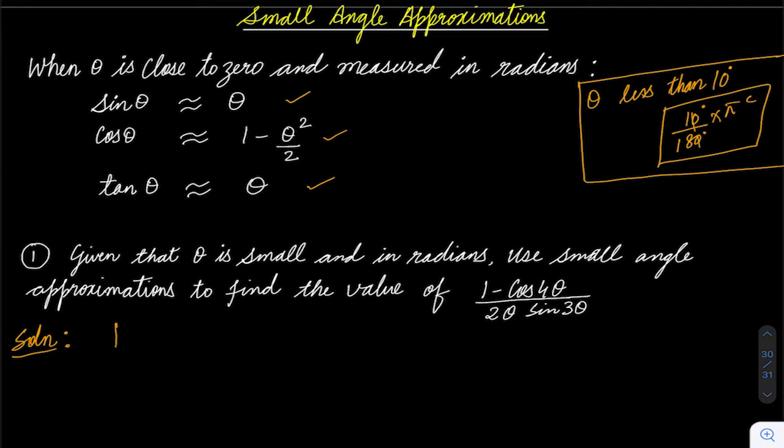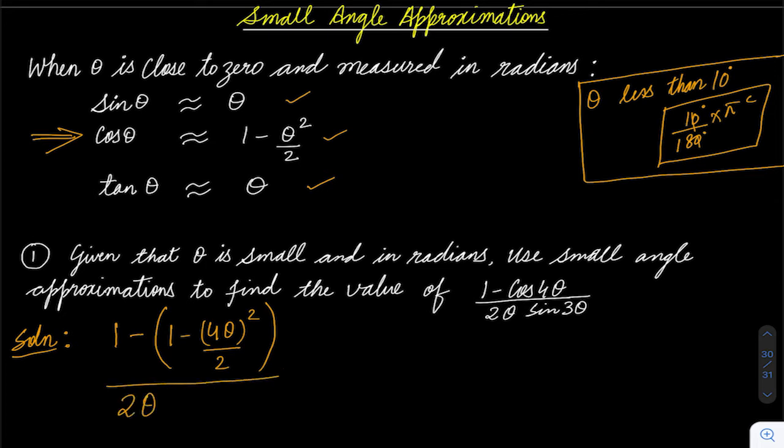So 1 minus cos 4 theta. Cos 4 theta will become 1 minus 4 theta whole squared by 2. Just see whether you understand this or not. This is the value of cos theta. Now if it is cos 4 theta, then instead of theta we will have 4 theta. That's why I have 4 theta whole squared divided by 2 theta, and that will remain as it is. Sine 3 theta: now sine theta is approximately theta, so sine 3 theta will be approximately 3 theta.